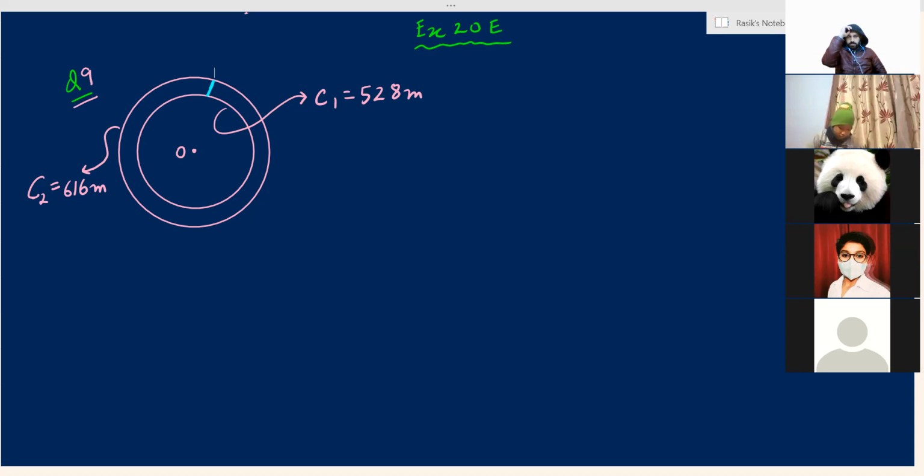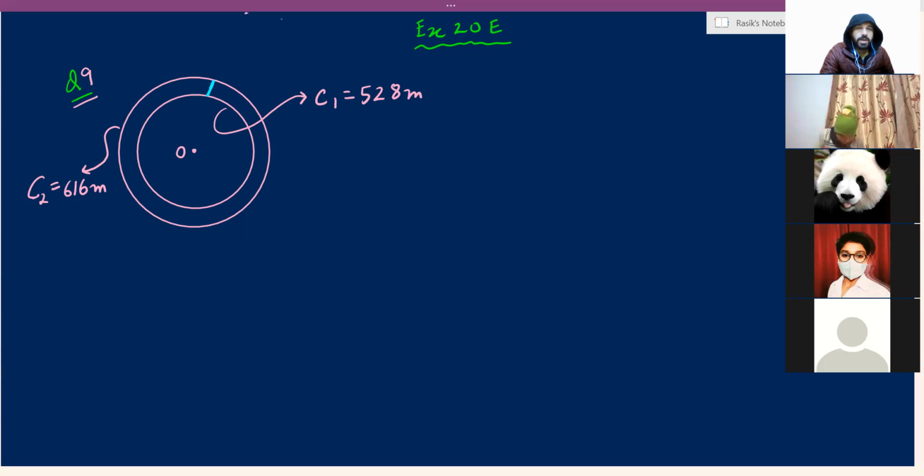First we will find the radius of the inner circle by the circumference, and then we find the radius of the outer circle by its circumference. Then we subtract the inner radius from the outer. Absolutely right. First we find the radius of the inner circle, then the radius of the outer circle, and when we find the difference of the two radii, we will get the width of the track.